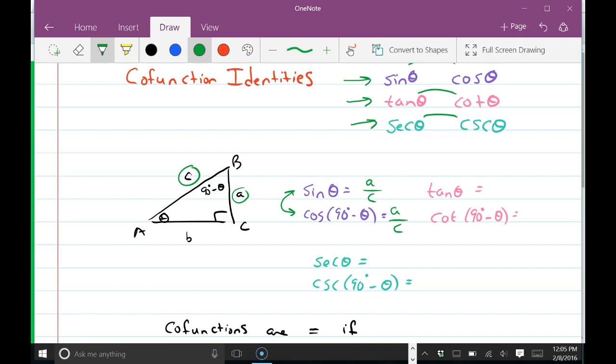Let's go over to tangent theta and cotangent 90 minus theta. Well, tangent is opposite over adjacent, so that's A over B. Now if we go to cotangent of 90 minus theta, which is the angle complementary to theta, cotangent isn't opposite over adjacent, it's adjacent over opposite, which is A over B.